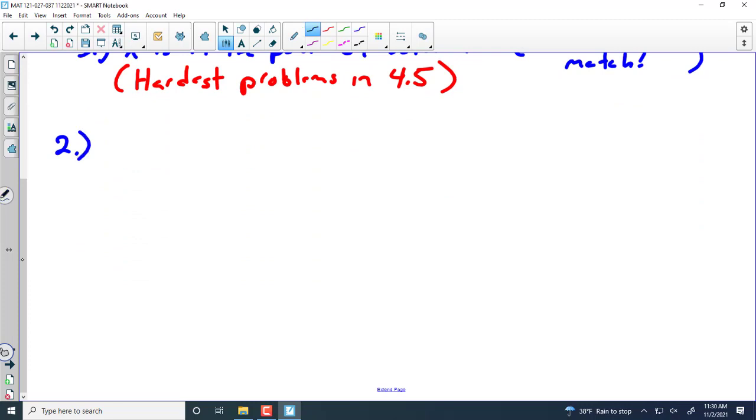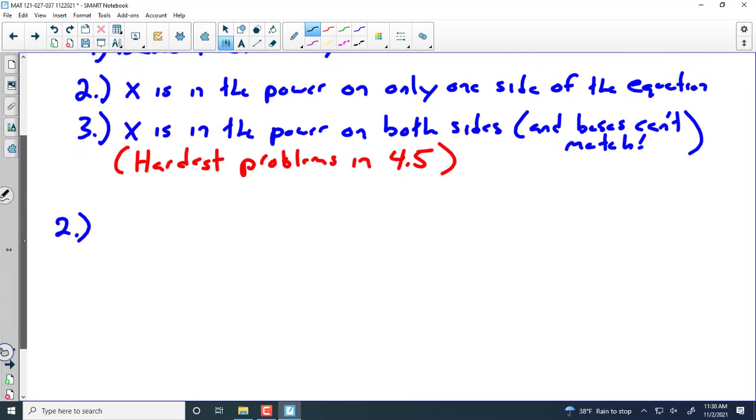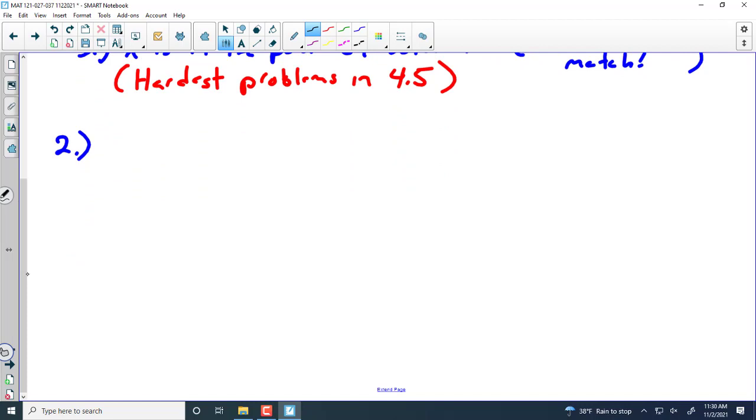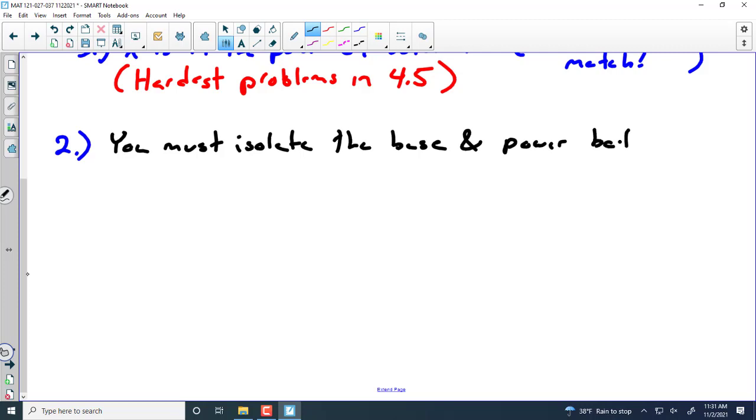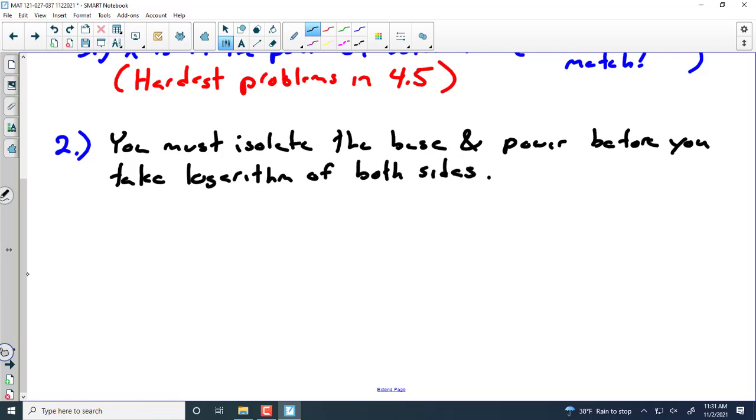Now, if you only have an x in the power on one side of the equation, this is important. You must isolate the base and power before you take the logarithm of both sides.